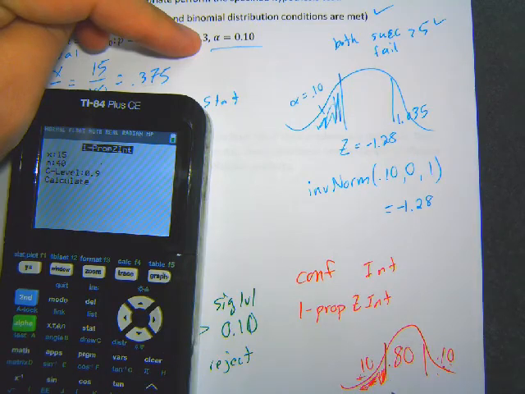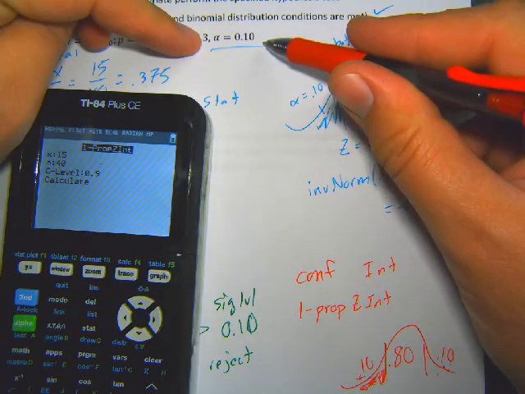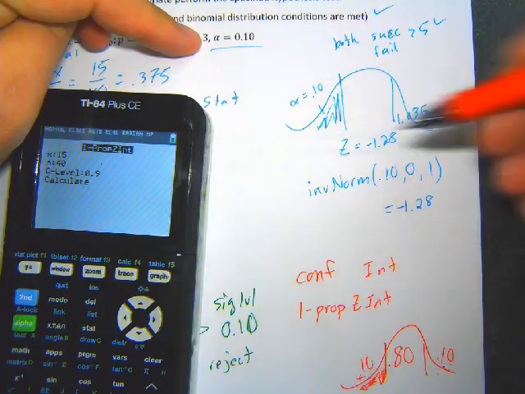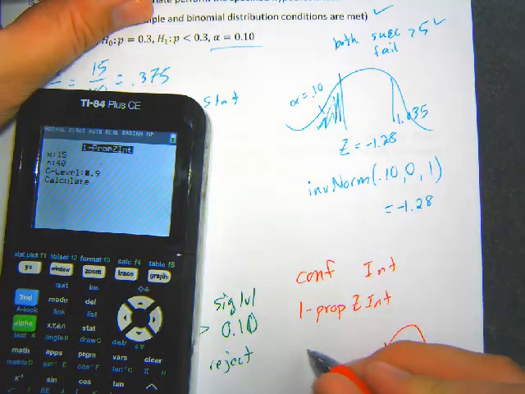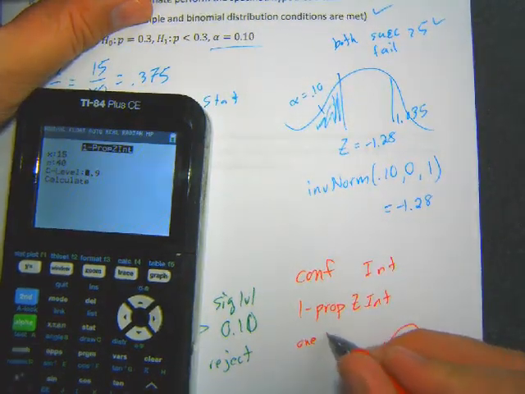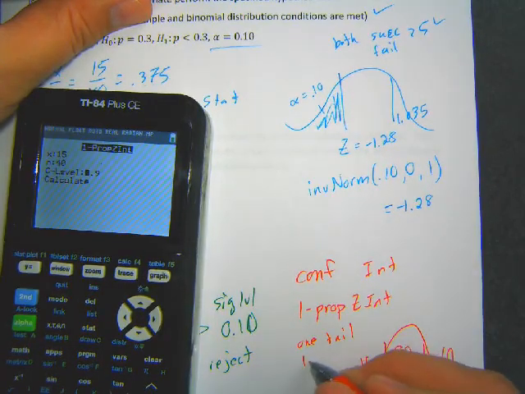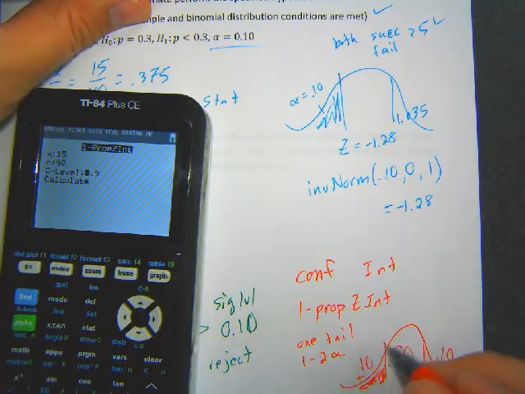So you're actually going to take away 2 alphas from 100%. It's not just taking away 1 alpha, you take away 2 alphas. Because this is one-tailed, we're going to do 1 minus 2 alpha to figure out the confidence level.